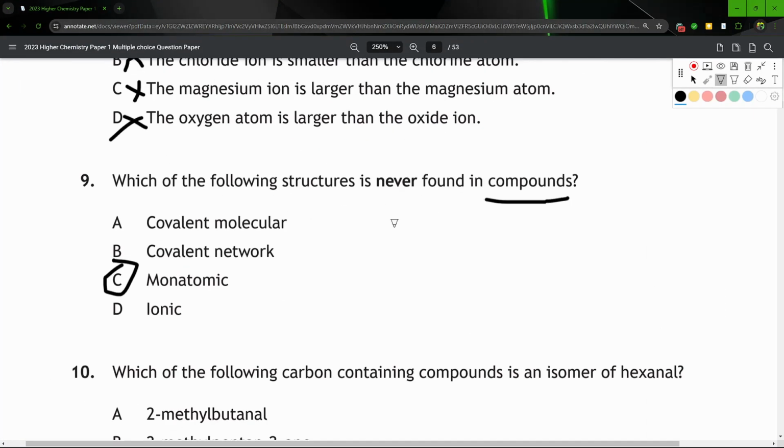Covalent molecular applies to water, you know. Water is a covalent molecular compound. It's got oxygen and hydrogen in there. Covalent network: carbon as diamond is not a compound because it's just one element. But you do get silicon oxide, which is in glass and whatnot, which is a covalent network compound because it's got silicon and oxygen. And then ionic. The whole point of ionic is that you have atoms with different electronegativities, which would be different elements, so in compounds. So monoatomic is the correct answer there.